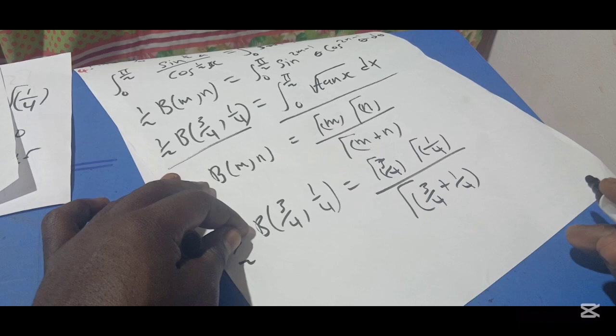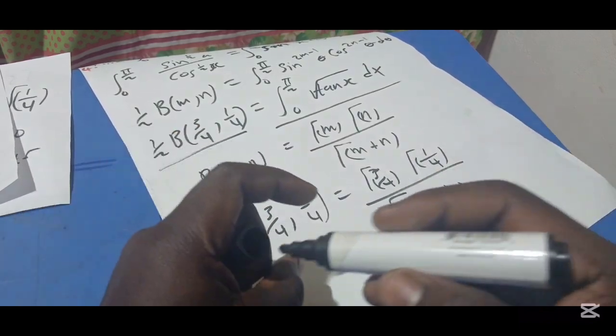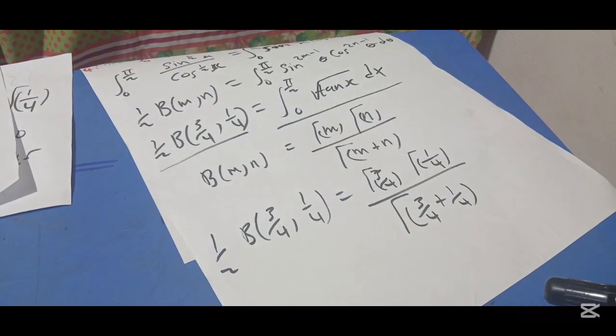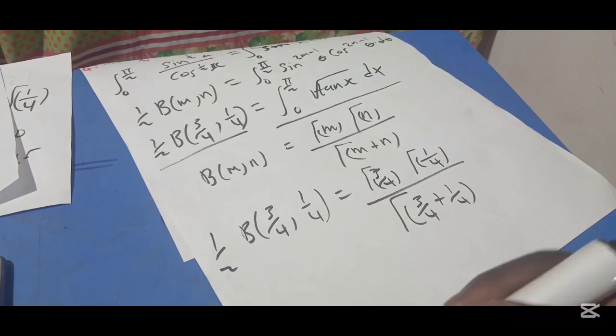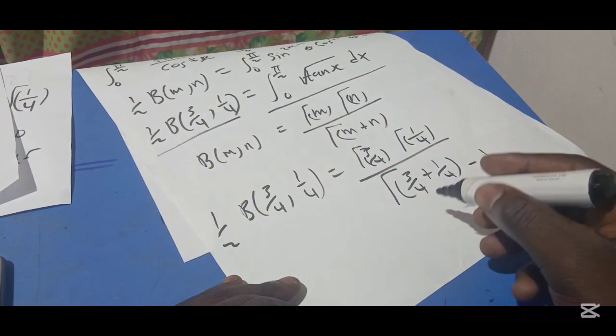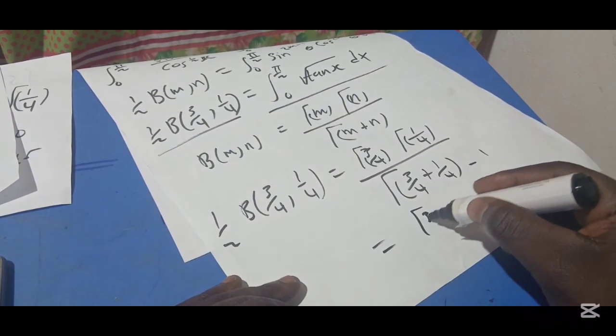Yes. So now let's try to evaluate this. 3 on 4 plus 1 on 4, this one right here gives us 1, right? So we can go ahead and say gamma 3 on 4.